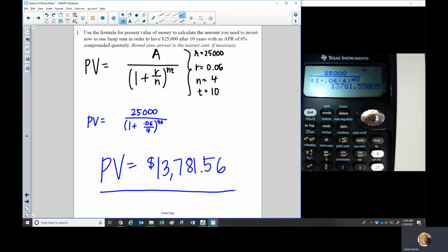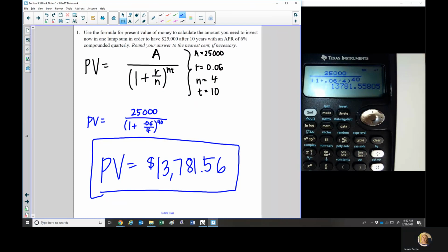And in 10 years, we just leave that money alone. We don't mess with it. In 10 years, that'll have grown to $25,000 with these specifications, which again were that the interest rate was 6%. They were going to compound our interest quarterly, and we were going to leave the money in there for 10 years.